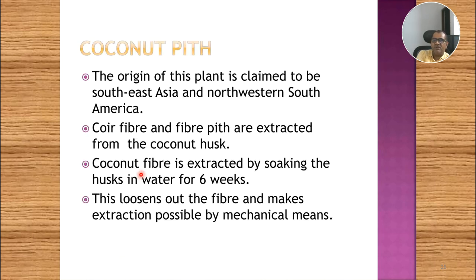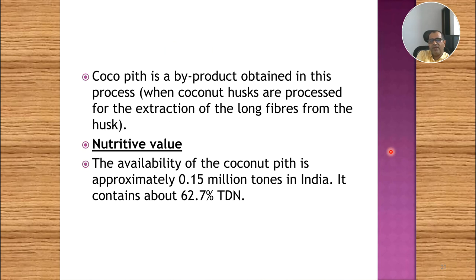animal feed. Then coconut pith, whose plant origin is claimed to be Southeast Asia, and coir fiber is made from the coconut fiber. It is extracted by soaking the husks in water for 6 weeks. The digestibility of this coconut pith may be very low, but we need to make it more and more digestible.